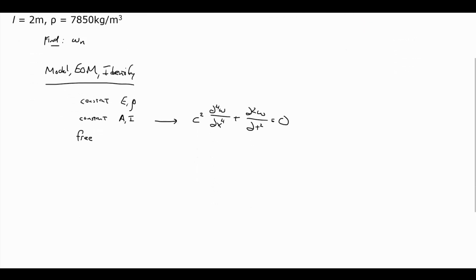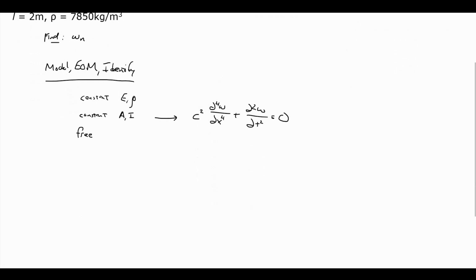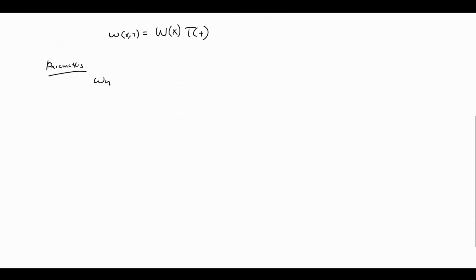But being able to identify that this is the case, constant E and rho, constant A and I, free vibration, now we can start to proceed because we care about the natural frequencies. So this means that w of x,t can be written as W of x, T of t, again because this separable PDE applies to this transverse loading problem. As far as our parameters, we are going to be finding our omega n, and for this problem, that's all we're really going to care about. And in order to do that, we have to apply boundary conditions.